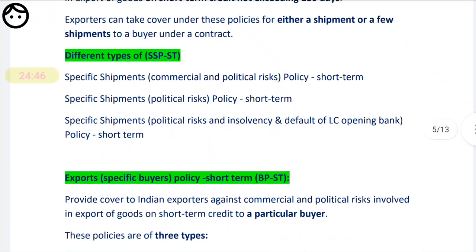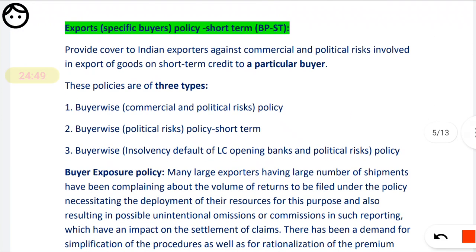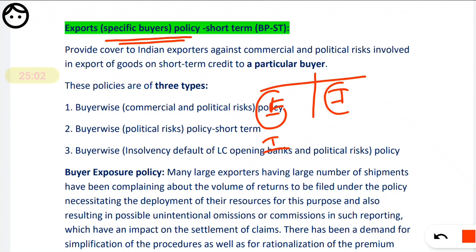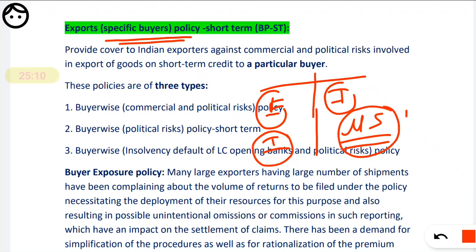Now the next we will discuss the exports specific buyer policy. The name itself says it is for a specific buyer. Suppose we are exporting from India and there is an importer. For example, take Microsoft importing some software from India. So Microsoft is a specific buyer in the USA. The insurance cover provided for such cases is called the export specific buyer policy.